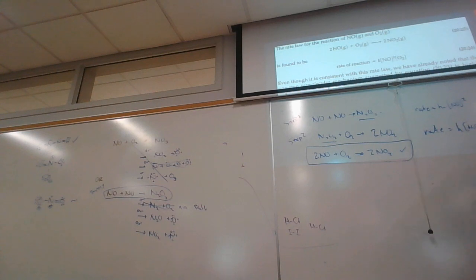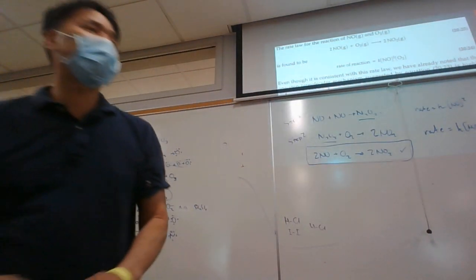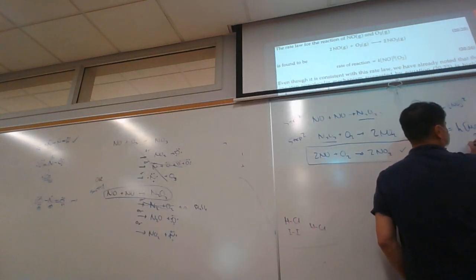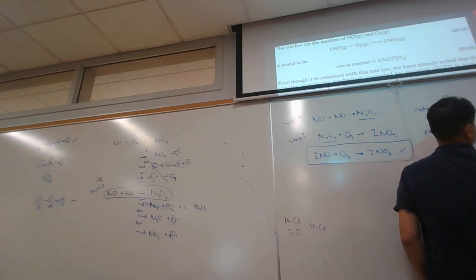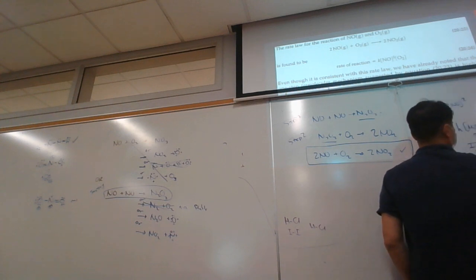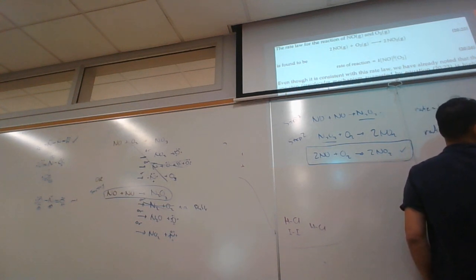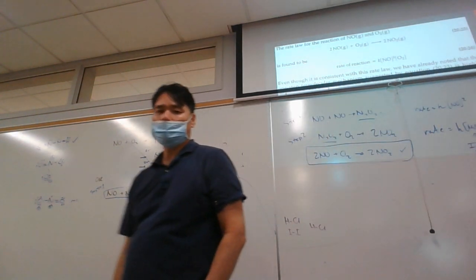Well, actually, the answer is we can't tell. We can't tell because we have the intermediate product. Intermediate product is not allowed in the rate law.